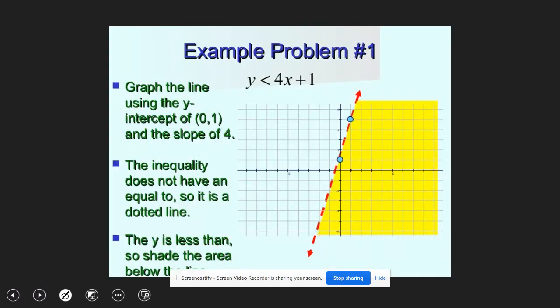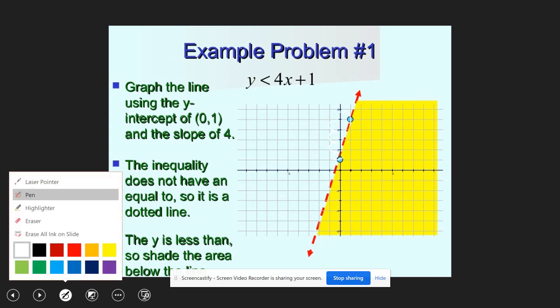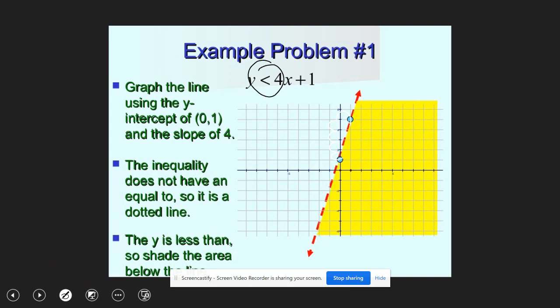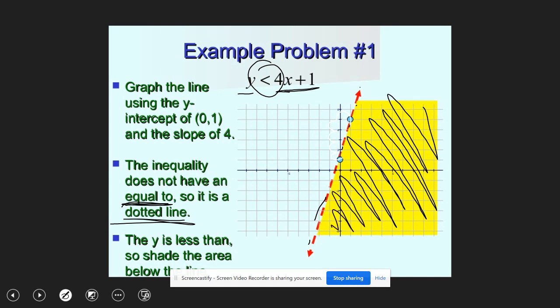All right, so let's look at an example problem. So we have y is less than 4x plus 1. So we first graph the y-intercept, and then we go up 1, 2, 3, 4 over 1 to do our next point. We know that this right here means that we're having a dashed line. So that's what the red is, the dashed line. Now the inequality isn't equal to, so it's a dotted line or a dashed line. It says y is less than. See how y is less than this part? So the y value is always going to be smaller. So we're going to shade below the line.